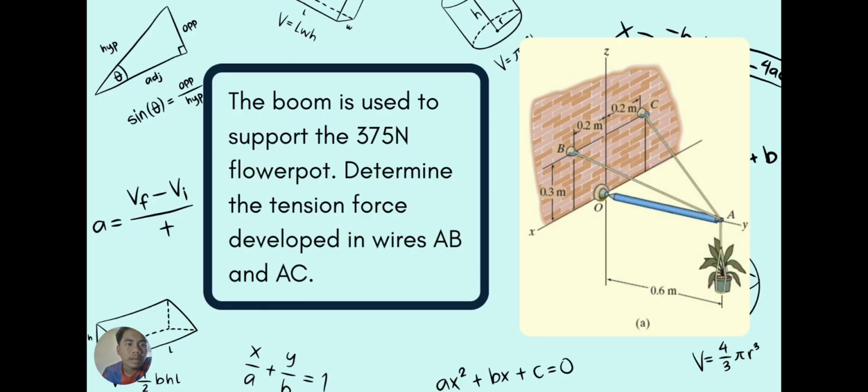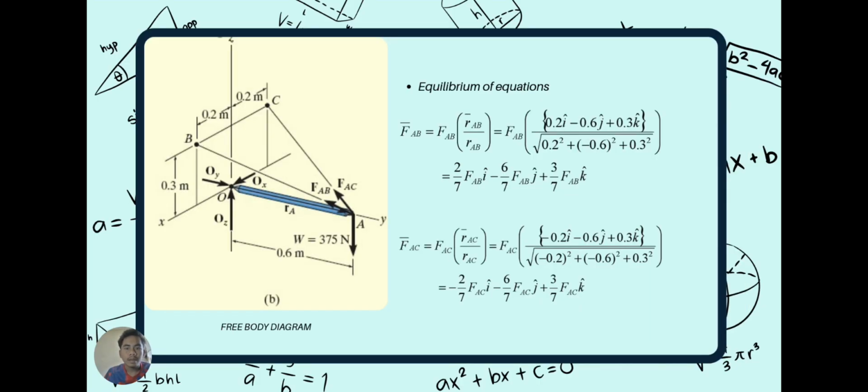Okay, so let's jump to the next question. The boom is used to support the 375 Newton flower pot. Determine the tension force developed in wires AB and AC. For this, we solve it using the vector method of statics. First, each force is expressed in vector form using unit vectors.